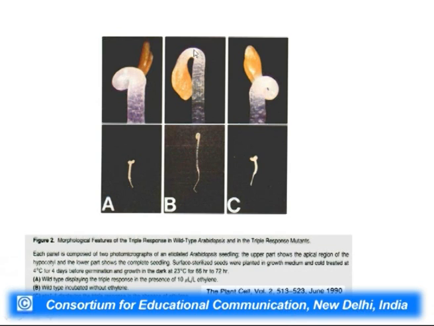Normally if you keep it in the dark, then the tip bends. Had it been in the light, this would have been upwards, and these two leaves, the cotyledonous leaves, would have opened up. But this does not happen because of the dark. If you keep it under ethylene, then this is what happens. So, there is another hook formation, it goes up. So, this is what is called apical hook formation.